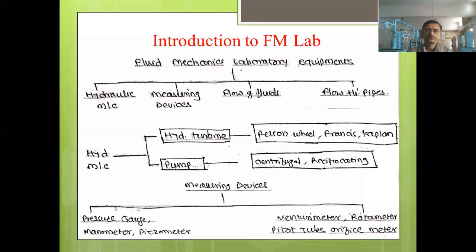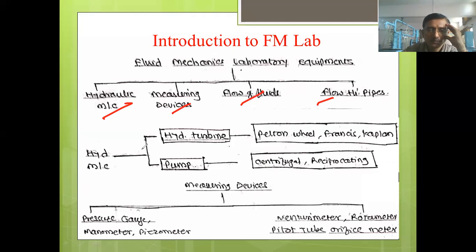So first of all, let us understand what the fluid mechanics laboratory equipment consists of. We can classify all the fluid mechanics laboratory equipment in 4 categories. First one is the hydraulic machines, then measuring devices, then flow of fluids and flow through the pipes. Likewise, we can divide all the fluid mechanics equipment.